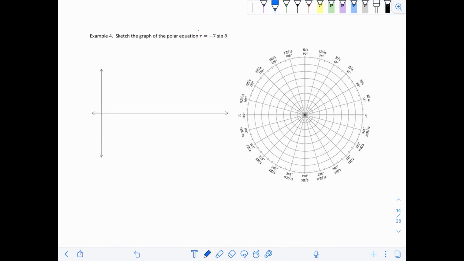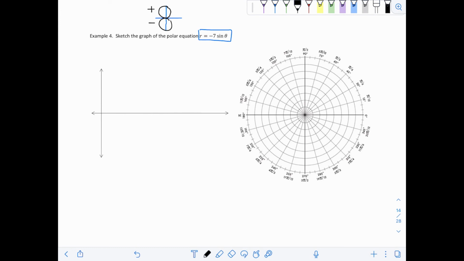Now let's graph the equation r is equal to negative sine theta. So if we go back up to that table, remember if it was sine, it's either going to be a circle above or below. And the above is for the positive, and the below is for when it's negative. But I kind of want to just show how to graph it by thinking about plotting points as well.